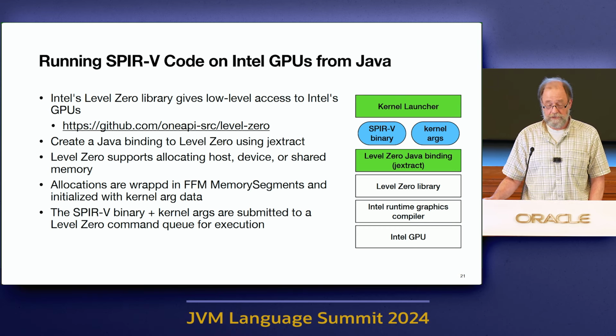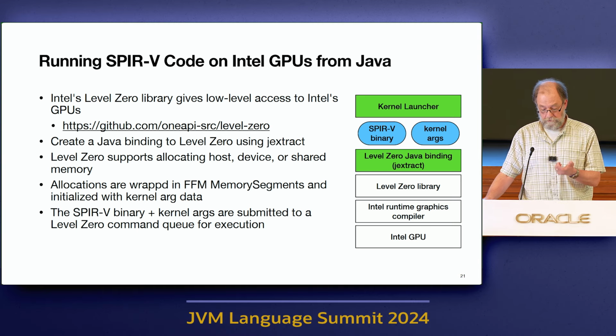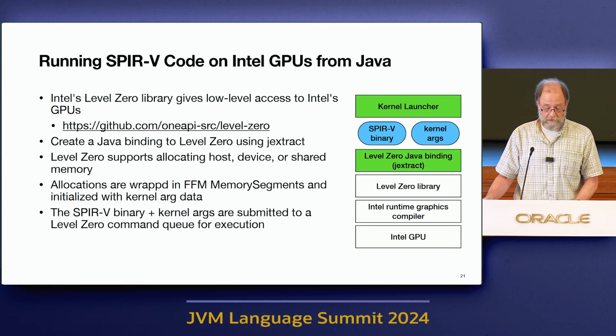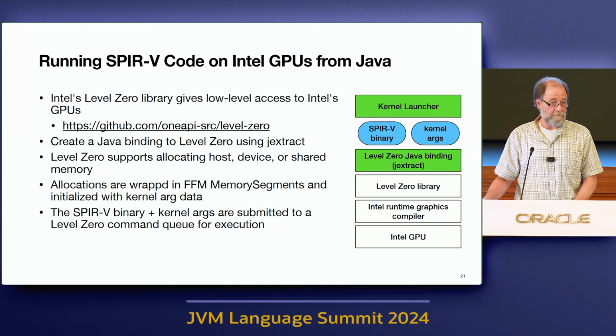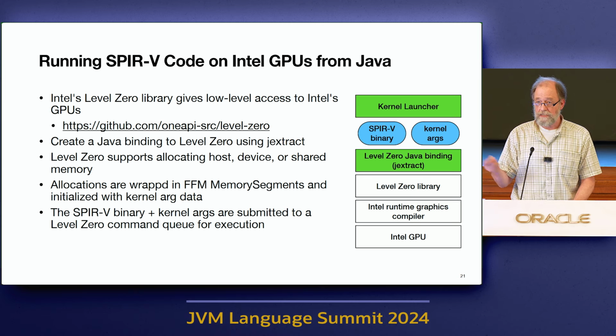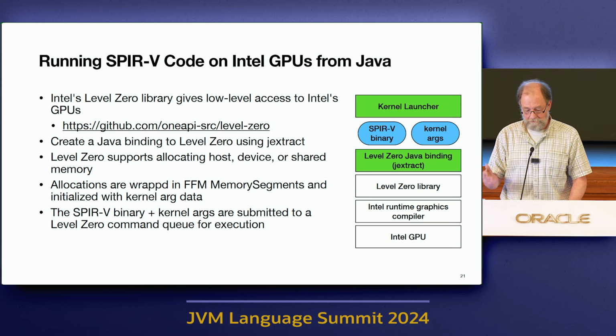That kernel launcher is really the HAT backend, the SPIR-V backend. And we've created our SPIR-V binary. Now we just create args for the kernel. And we do all of this using a Java binding to the Intel Level Zero library. This binding was created by just taking the Level Zero header file and giving it to jextract. And it built a very complete and usable binding to the Level Zero library.